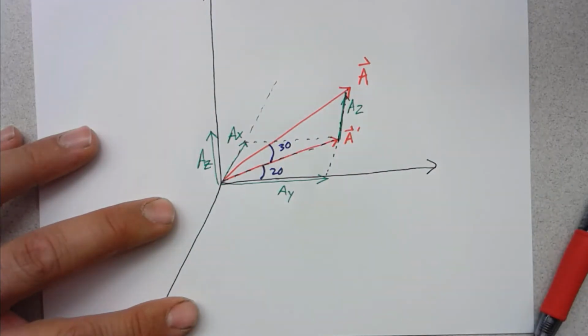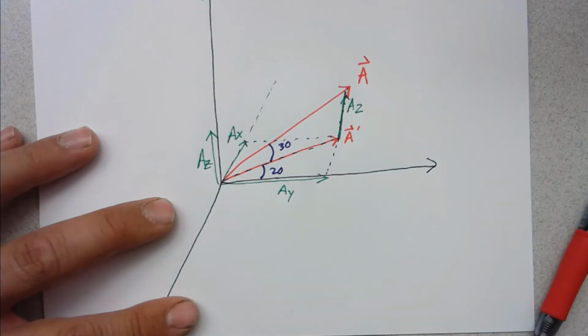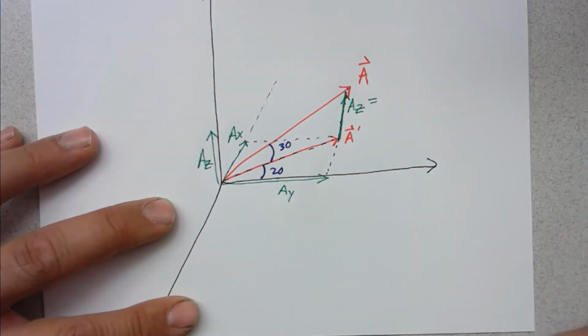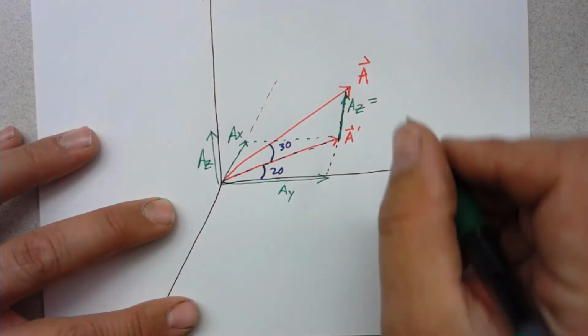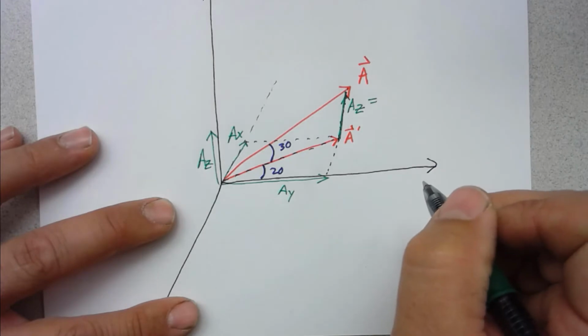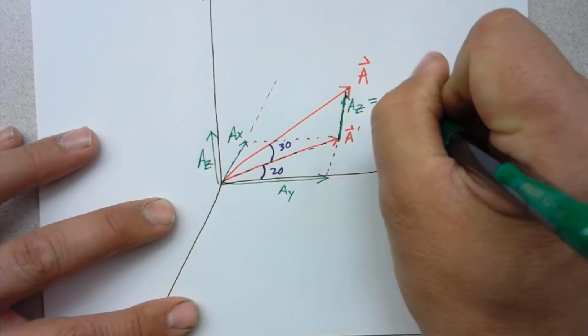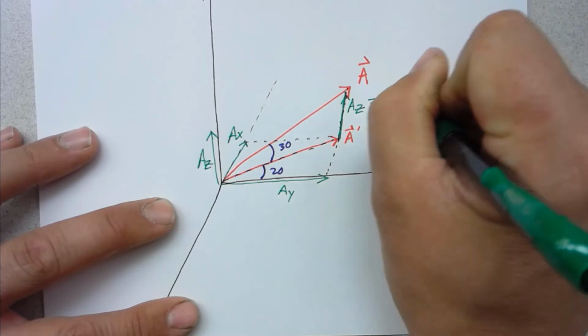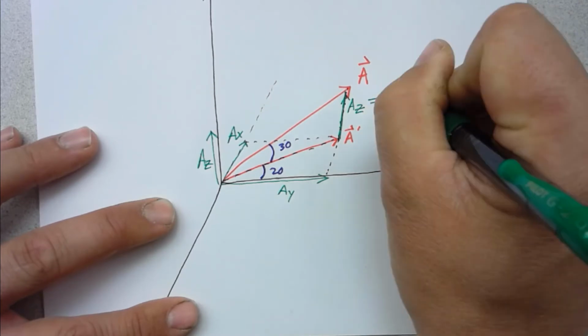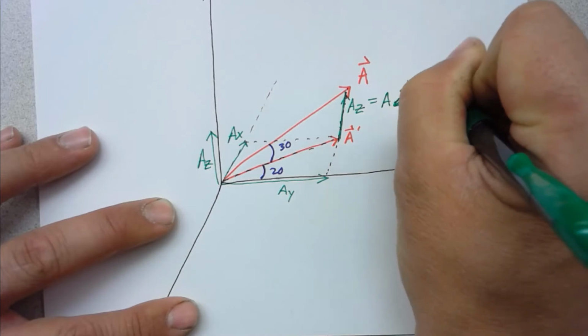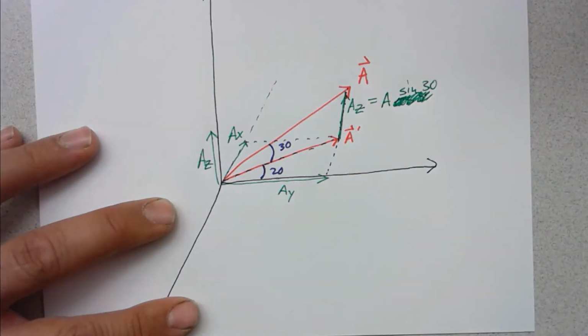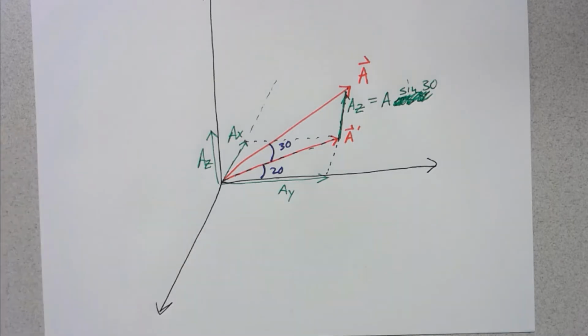Is that A sub x or A sub z? Z. So A sub z would be what? Cosine 30? A cosine 30. Nope, definitely not cosine. Sine 30. Right? Andy, is that 30 degrees between A prime and A? Yep. Okay. But more importantly, that's not what they're going to tell you in the problem.